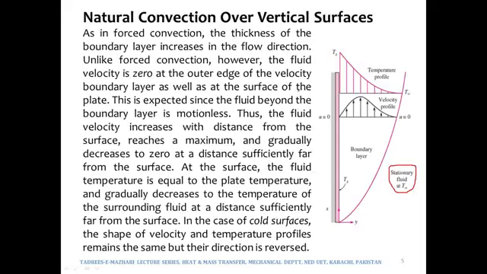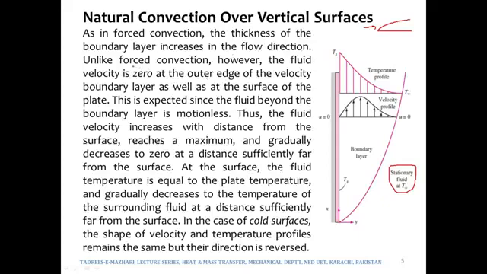Now, as you can see it says over here that in the case of forced convection, the thickness of the boundary layer increases in the flow direction. We all know that if this is the plate, and if this is the direction of the motion of the fluid, then the thickness of the boundary layer increases in the flow direction.